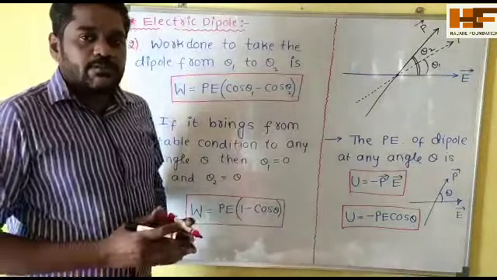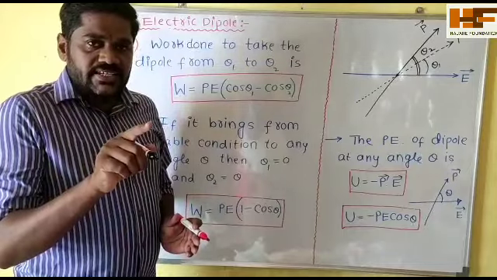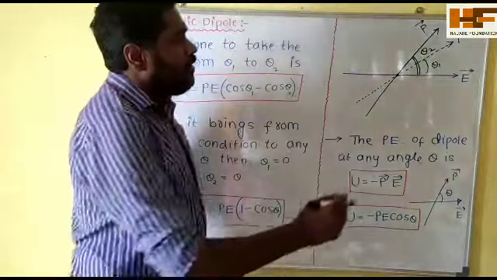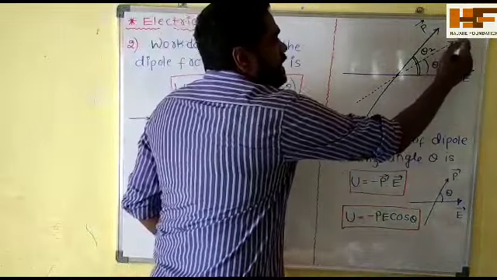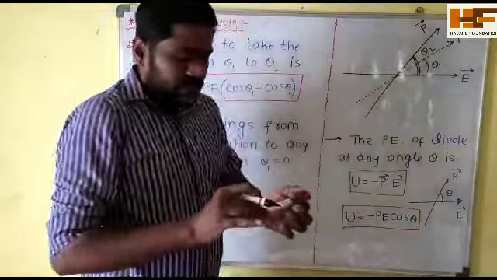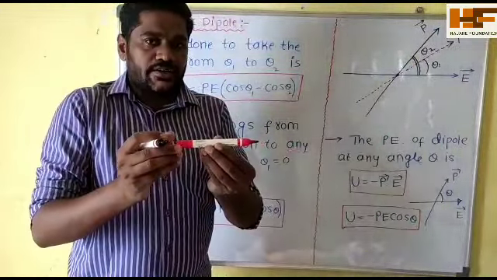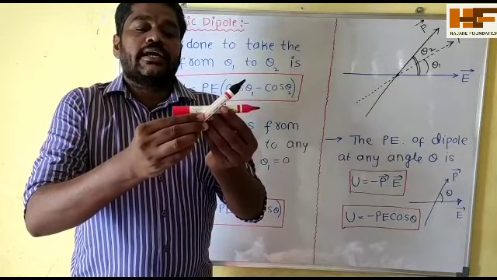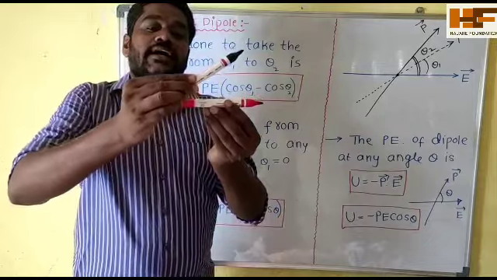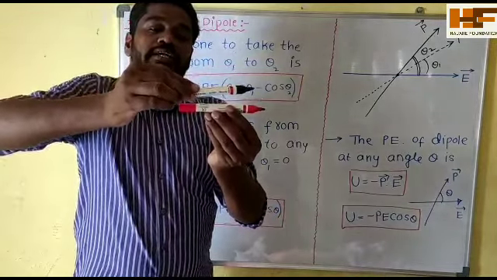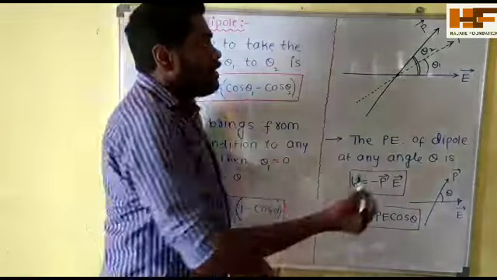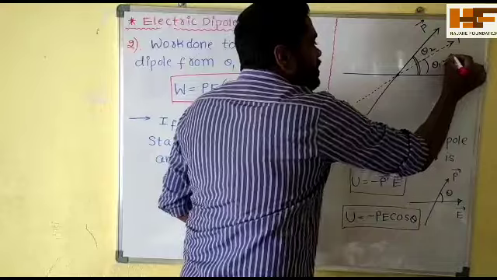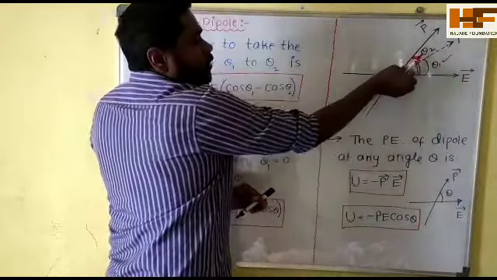Now one more concept is work. In the first case we have taken torque. Next, work. For example, this is the electric field and this is the initial position of a dipole. Imagine that this is the electric field and this is the electric dipole. Due to the torque acting, the dipole is always coming like this, no? But if you rotate the dipole in the opposite direction, this is the initial angle, theta 1. From theta 1 you are rotating like that.